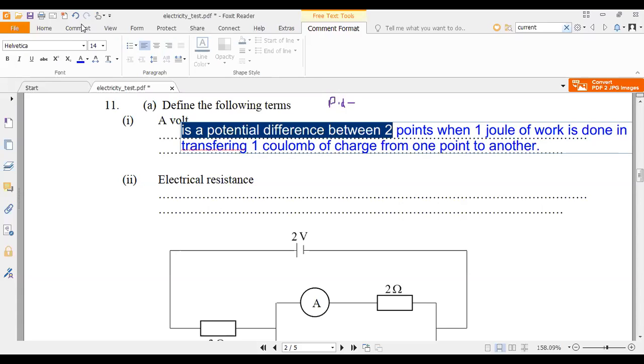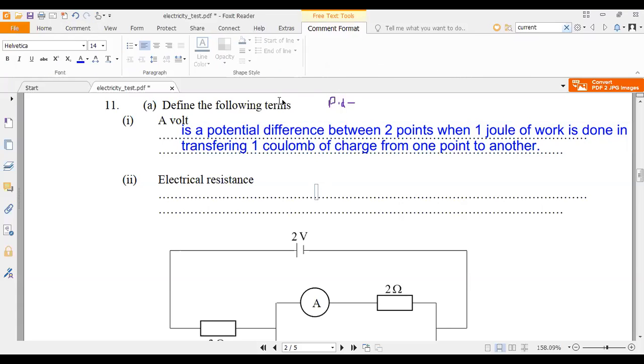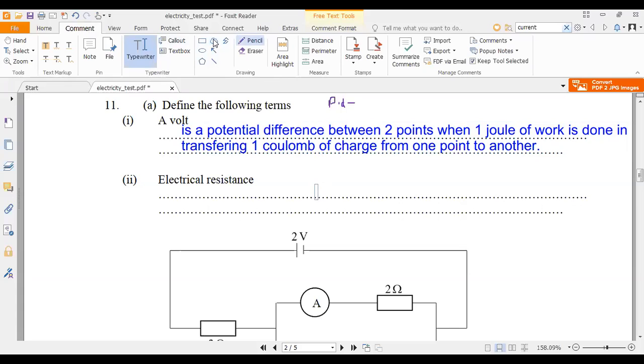So in this definition of a volt, basically we have to involve some keywords. As you can see, there are some keywords like potential difference. This is a keyword in the definition. Then 1 joule of work is also a keyword in the definition. Never forget it. And then 1 coulomb of charge from one point to another.